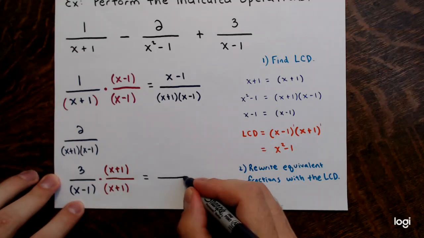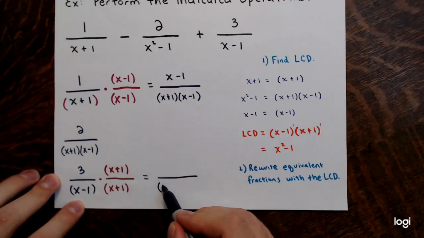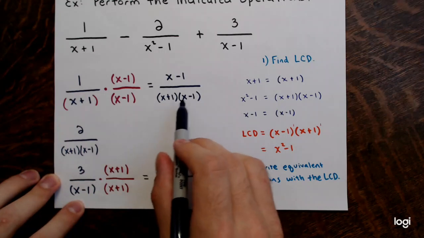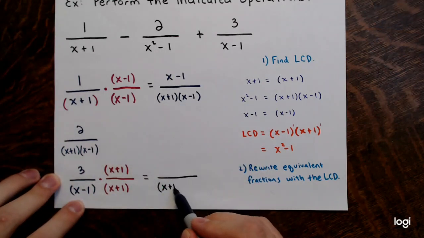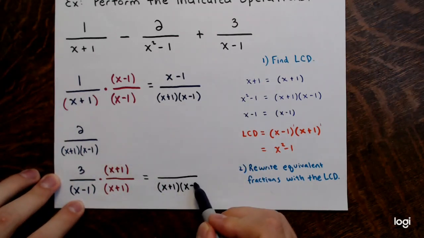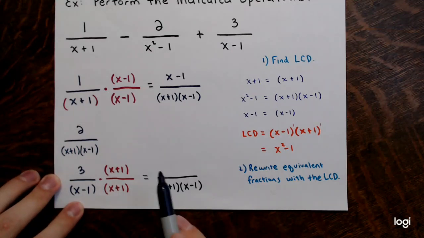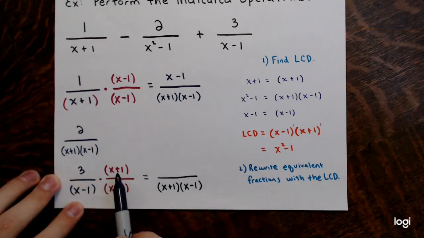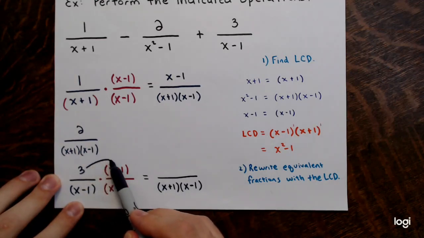So the denominator is this LCD, and I'm going to write the factors in the same order, just to be consistent. So we have x plus 1 times the quantity x minus 1. The numerator, again, you're multiplying by this entire x plus 1, so you're going to be distributing the 3.